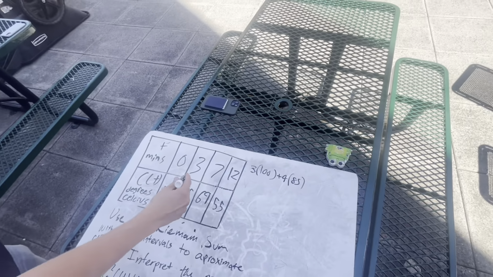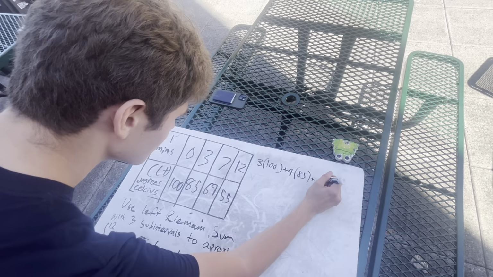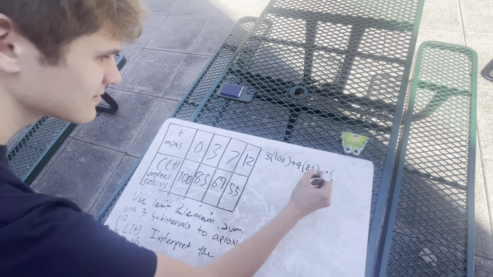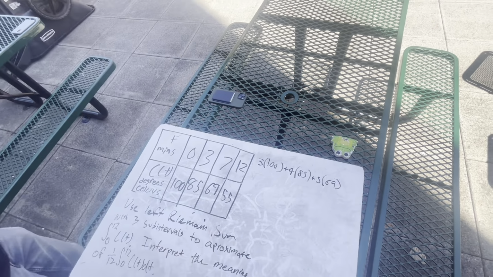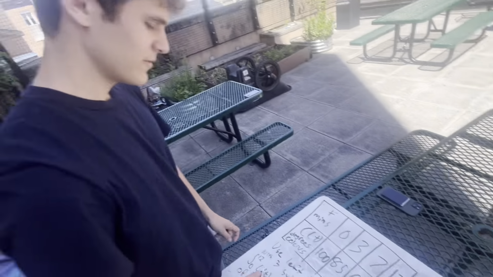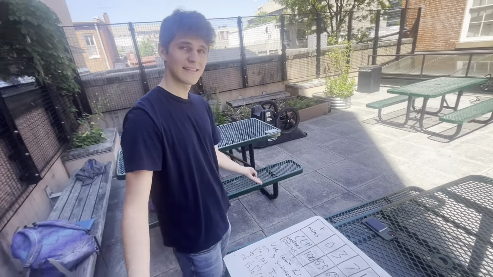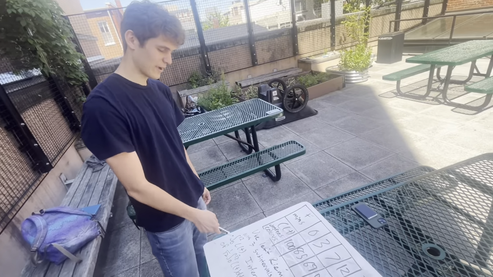Then plus 12 minus 7, 5 times 69. And that would be the left Riemann sum, and that's what it would be equal to.